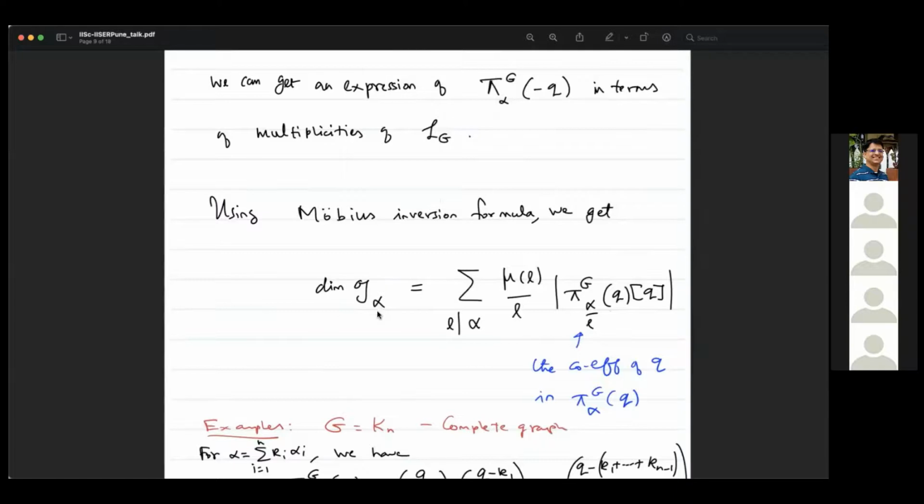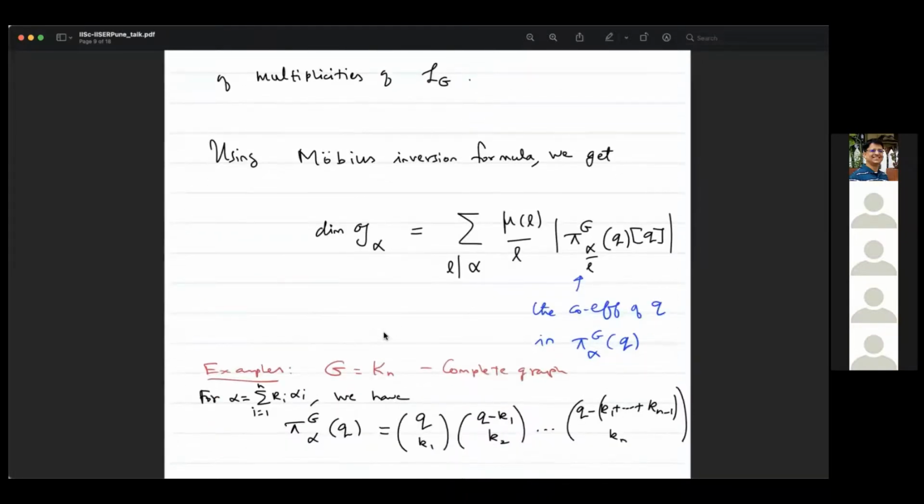So the dimension of G alpha is given by the summation of mu of L divided by L, where mu is the Mobius function, and here the absolute value of the coefficient of q in this pi alpha G of q appears. You take that coefficient. So if you can compute all these chromatic polynomials, then you will be able to compute the dimension of G alpha. That's what this entire analysis tells you.